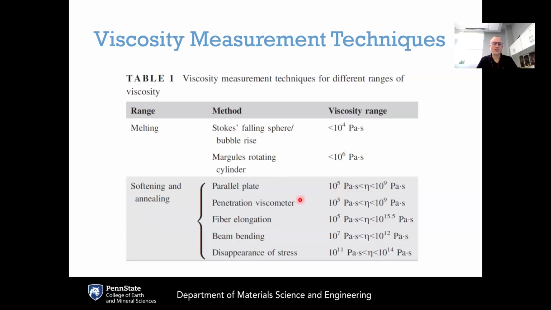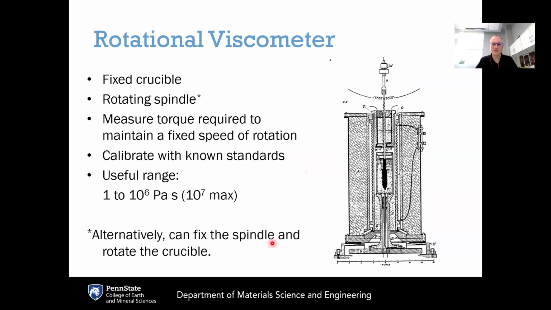Another approach is penetration viscometry, which isn't quite as accurate. There's also fiber elongation and beam bending, which we will cover in detail. And then another method, which isn't quite as accurate, is the disappearance of stress method. We're not going to cover that one in class because it's not used too much. The ones that we're going to cover in more detail are the rotating cylinder method, parallel plate, fiber elongation, and beam bending, because those are the most useful methods for getting accurate values of viscosity.